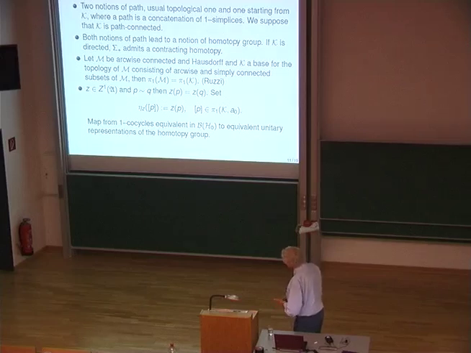This is a result of Ruzzi. Now, if you take a one cocycle, and you have two paths P and Q, and these paths are equivalent, or homotopic, then in fact Z of P must equal Z of Q. So the one cocycle depends only on the homotopy class of the path. A one cocycle is extended to paths in the obvious way, because a path is a concatenation of one simplices. And if you set for the homotopy class of a path, you define eta Z of this homotopy class to be Z of P, then you get a map from one cocycles which are path independent to equivalent unitary representations of the homotopy group.